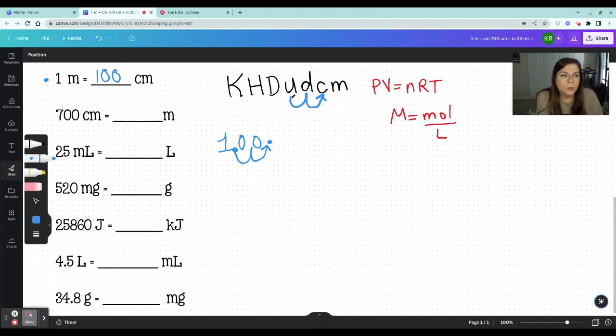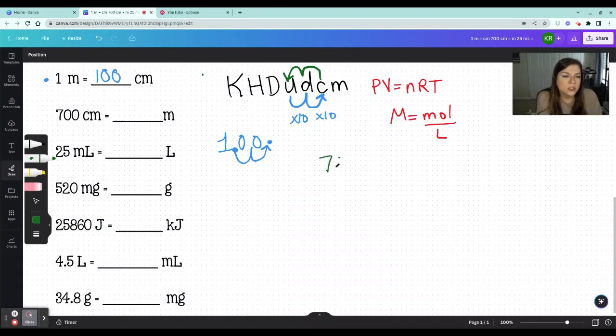So anytime we are moving our decimal to the right, it is the equivalent of multiplying by 10 for each jump, which is how we got from 1 to 100. 1 times 10 is 10, and then 10 times 10 is 100. That's how we get it. In this next case, we have 700 centimeters. So in that case, we're working with centi and moving over to the base unit. That's the equivalent of dividing by 10 for each jump.